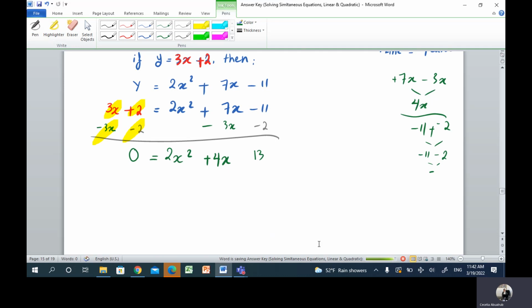Okay, here we go. So here it will be minus 13, and we're going to say here minus 13. Like I explained earlier, we can solve this by factorizing. Any quadratic equation can be solved by factorizing or by using the formula. In this case, I'm going to use the formula. So A is the coefficient of x squared, so it's 2. B is the coefficient of x, which is 4. And C is equal to negative 13.